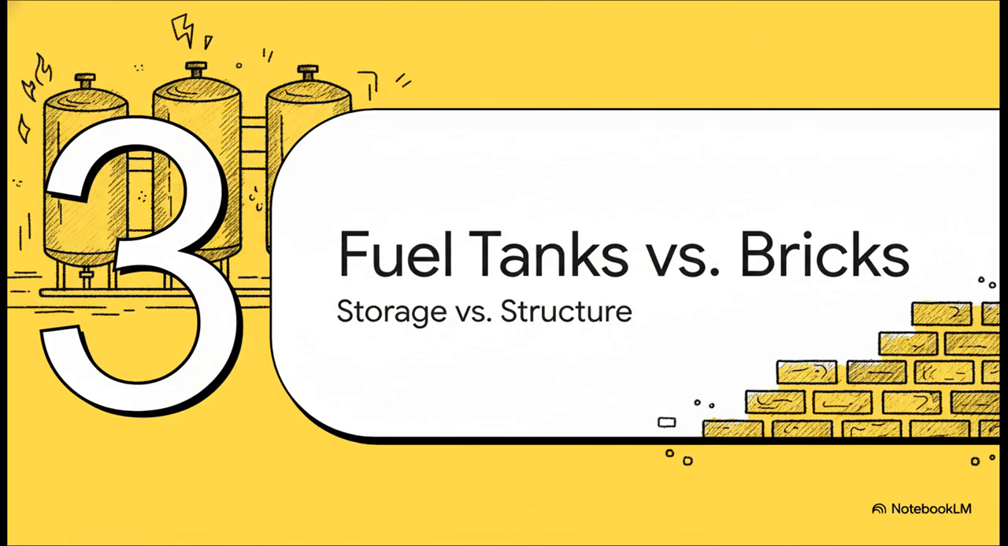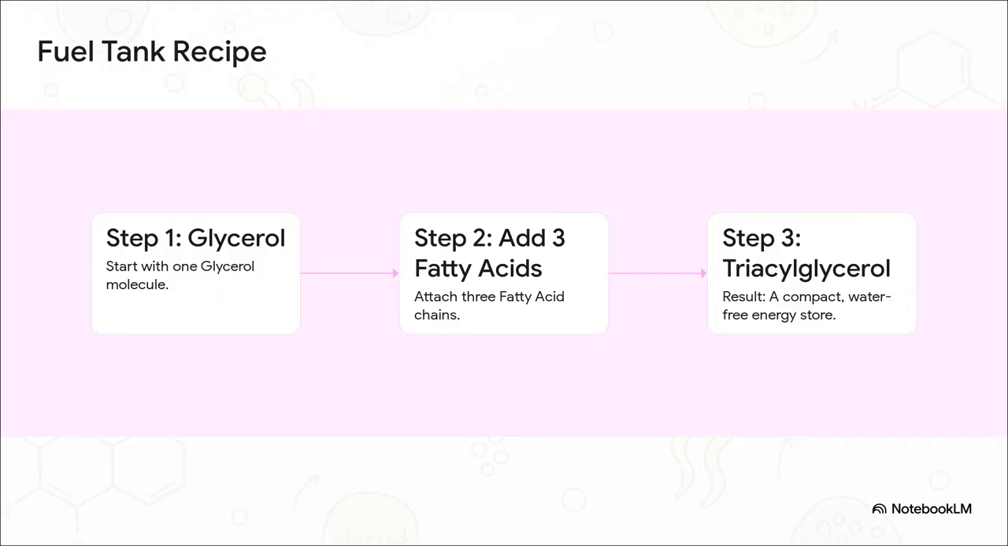Okay, so the cell has these fatty acids. What does it do with them? Well, it basically assembles them into two major types of molecules for two very different jobs. You can think of them as the cell's fuel tanks and its building bricks. All right, let's talk fuel tanks. To store up energy, a cell takes a glycerol molecule and attaches three fatty acid chains to it. This creates something called a triacylglycerol.